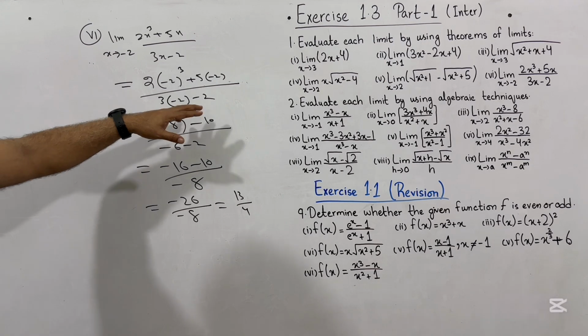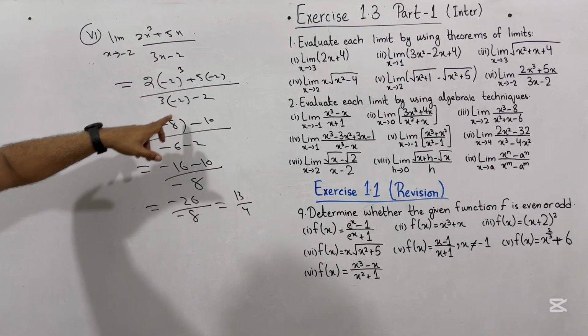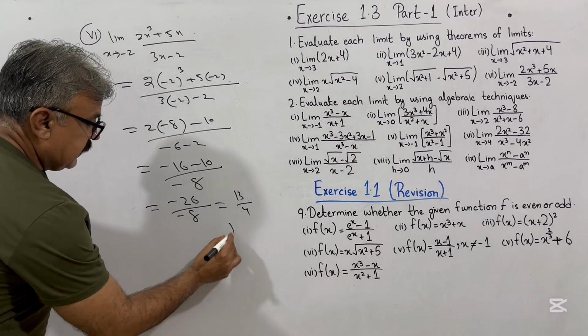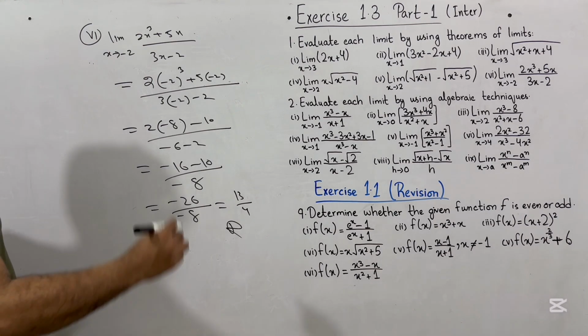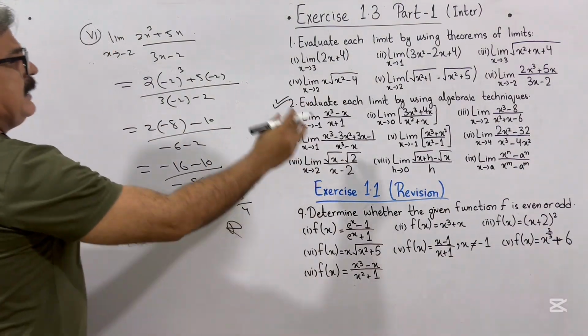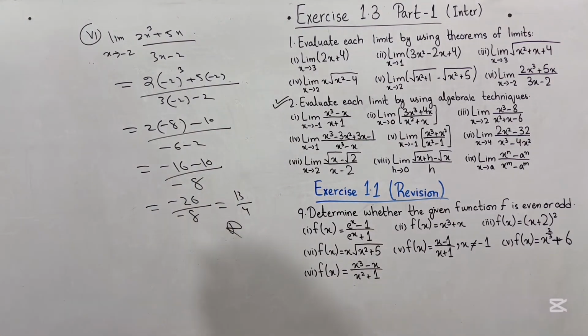3 times 6. Minus 6 minus 2 is minus 8. 8 times 16. 2 times 10. Minus 16 minus 20 and so on. That's our answer. We have to avoid 0 in the denominator. Our real exercise starts from 2. It's stretching the muscle, just warming up, just a little bit of jogging for limits.